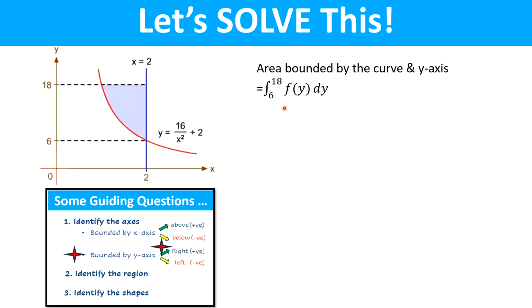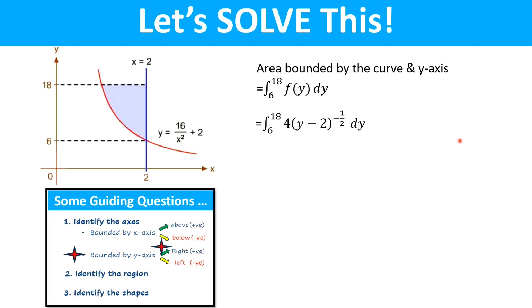Do take note that the function here has to be written in terms of y. If you take a look at the equation over here, it is written in terms of x. So I do need to make x the subject. By doing so, I will be able to derive 4 bracket y minus 2 to the power of negative half. Do take note of this. Try it out and see whether you are able to get this expression.